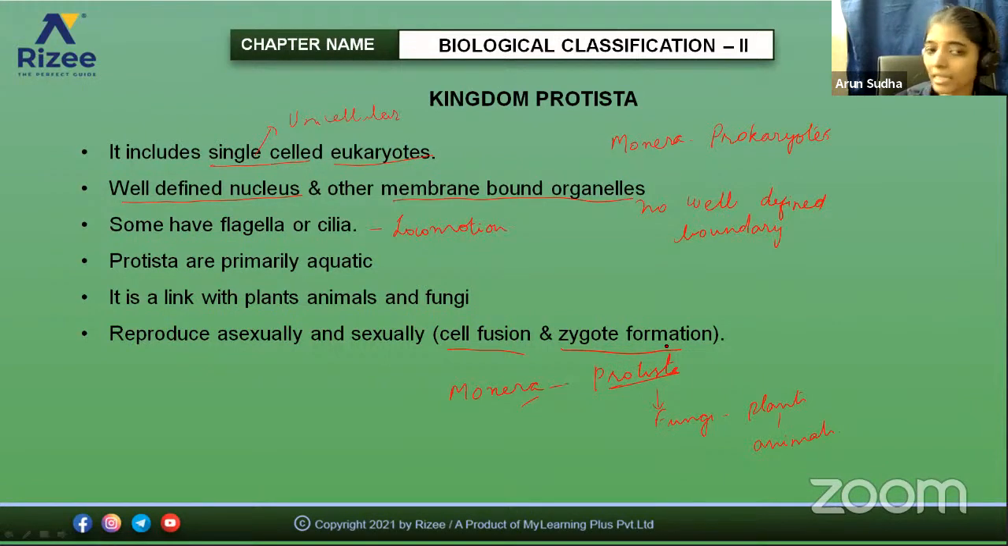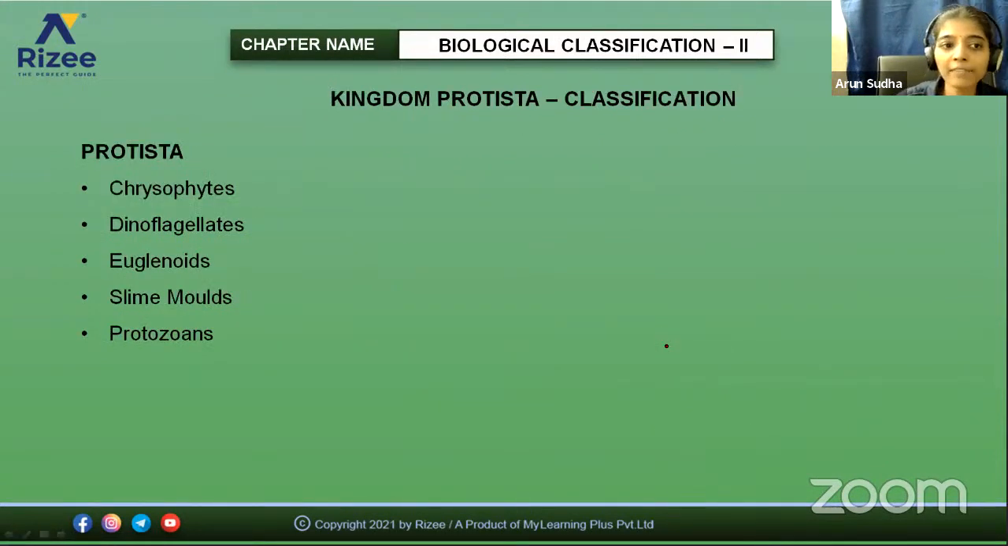So then we'll see about the different types that come under the Protista. Protista is not actually the same as Protoctista. Some scientists include some other organisms and they named it Protoctista. There is a mild variation between Protista and Protoctista.